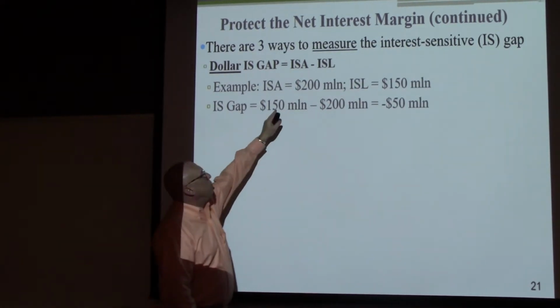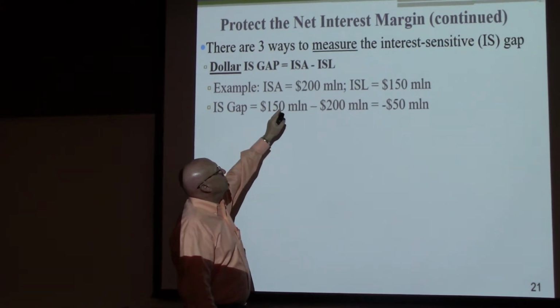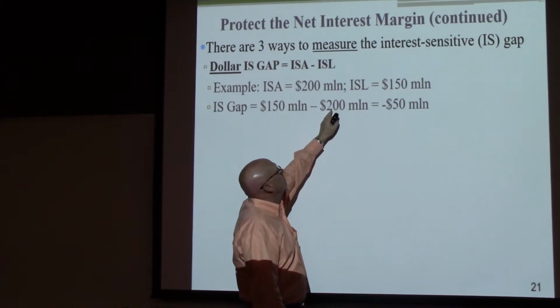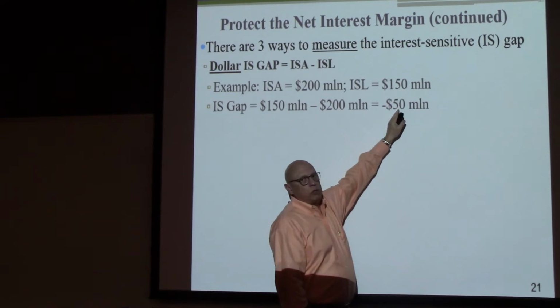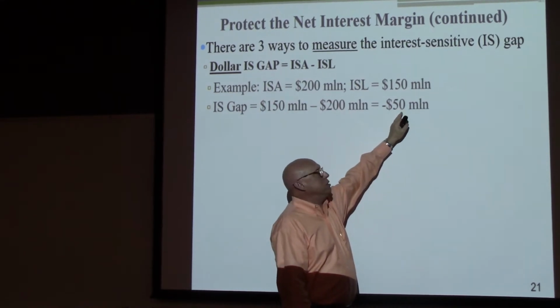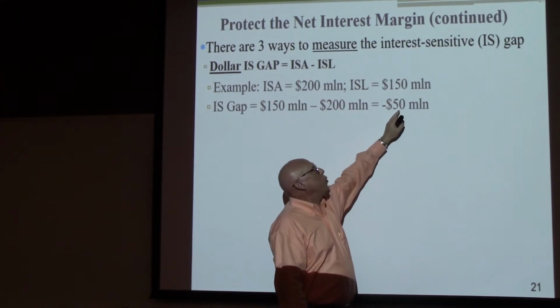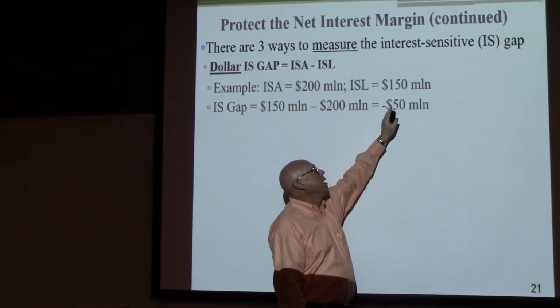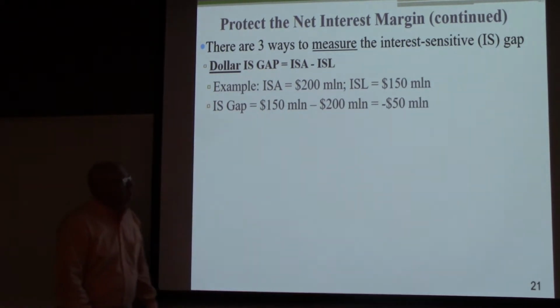Now, if it was flipped, 150 million in assets and 200 million in liabilities, then it would be minus 50 million, the bank would be liability sensitive, and interest rates going down would be good for the bank, bad if they went up.